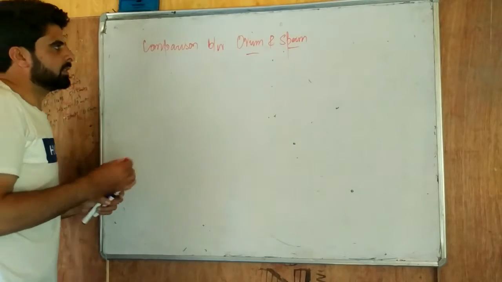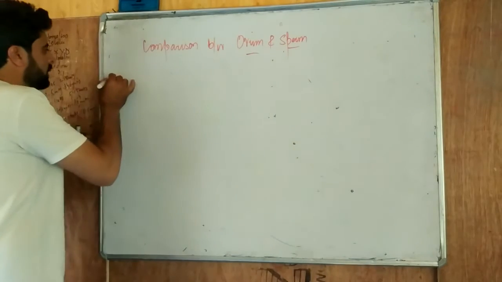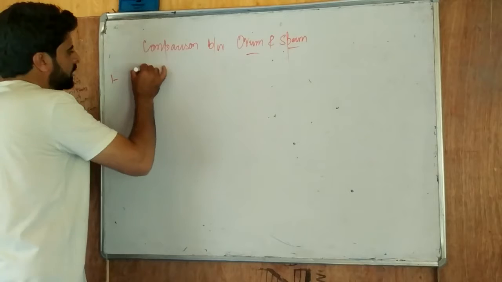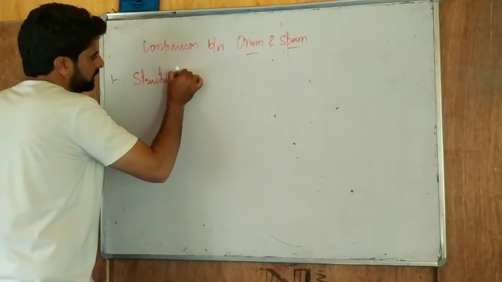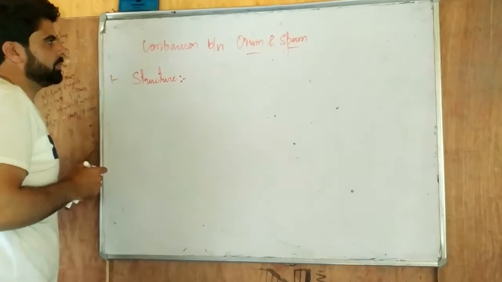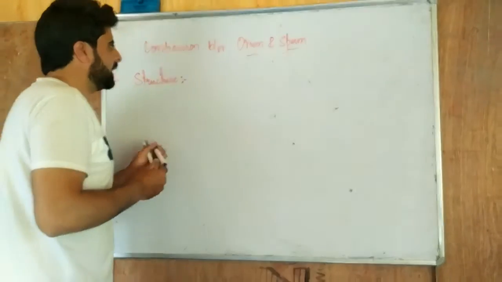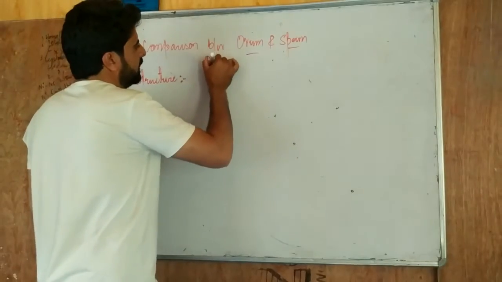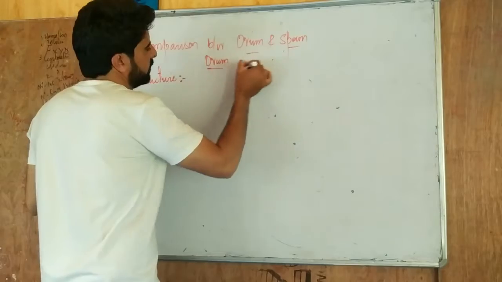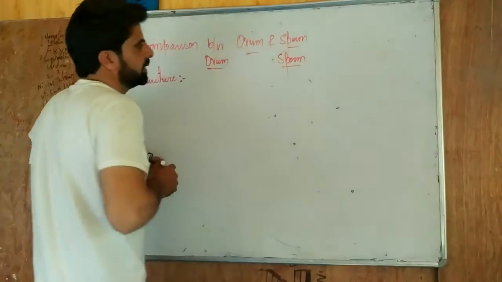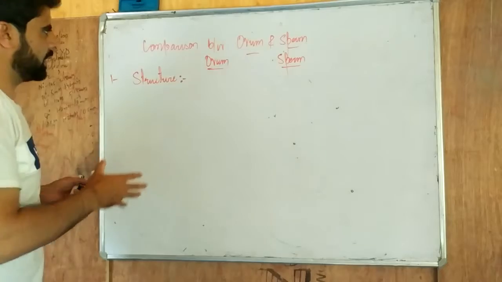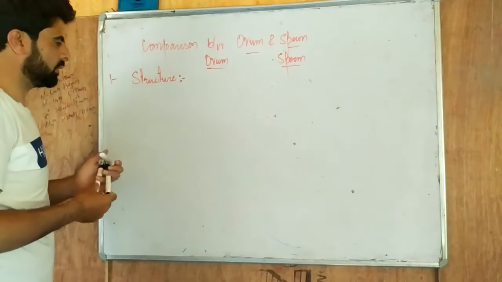Let's make the differences. Let's take the first one. We'll make the comparison on the basis of structure. On the basis of structure, if we take an ovum on one side and on another side a sperm, we'll make the comparison between them on the basis of various things. Let's take the first one in detail, that is structure.